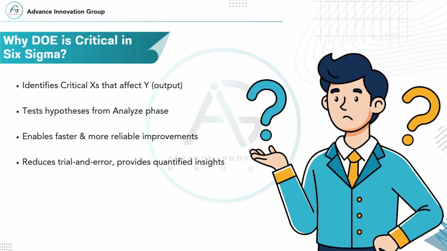Second, DOE allows us to test hypotheses that were developed during the analyze phase. Rather than relying on assumptions or guesswork, we use structured experiments to validate which factors truly influence the outcome. It also enables faster and more reliable improvements. Because DOE is a data-driven method, it reduces the need for time-consuming trial-and-error approaches. Finally, DOE provides quantified insights, helping teams make evidence-based decisions. This leads to optimized processes, increased efficiency, and measurable gains in quality.